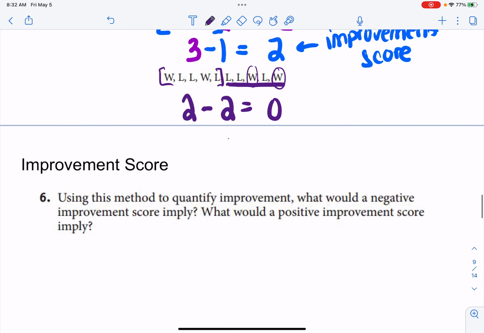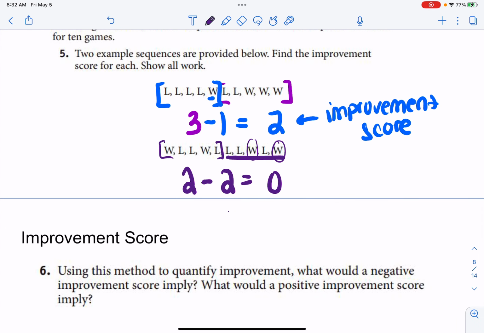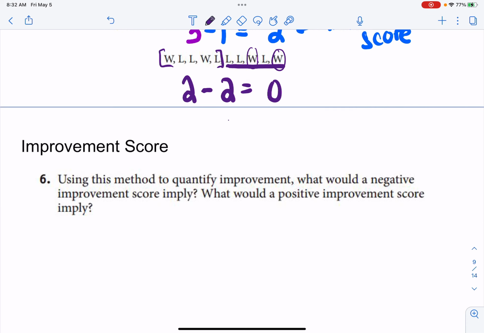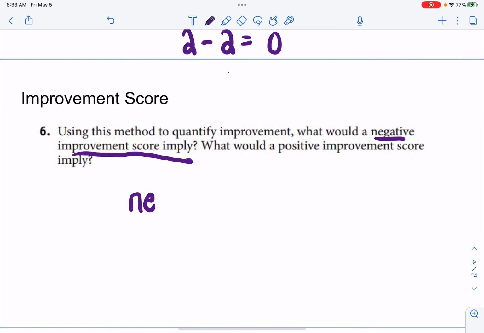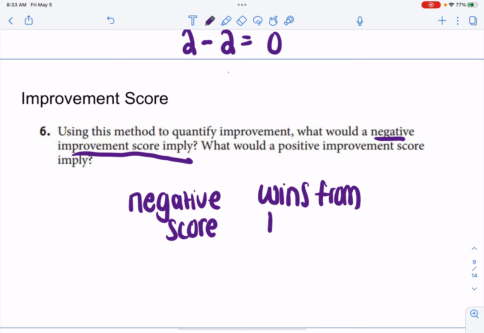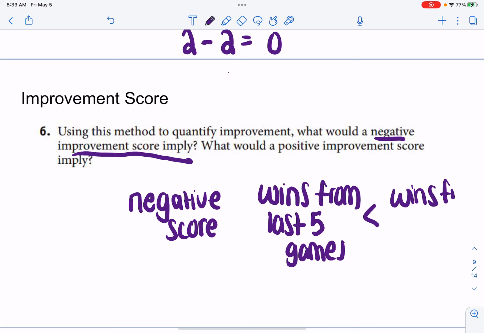So if we were to look at these 2 numbers, the first one is a positive number, and the second one is just 0. If we were to use this method constantly, we will want to ask ourselves, what would a negative improvement score imply? Well, essentially, a negative score would mean that the wins from the last 5 games would have to be less than the wins from the first 5 games.